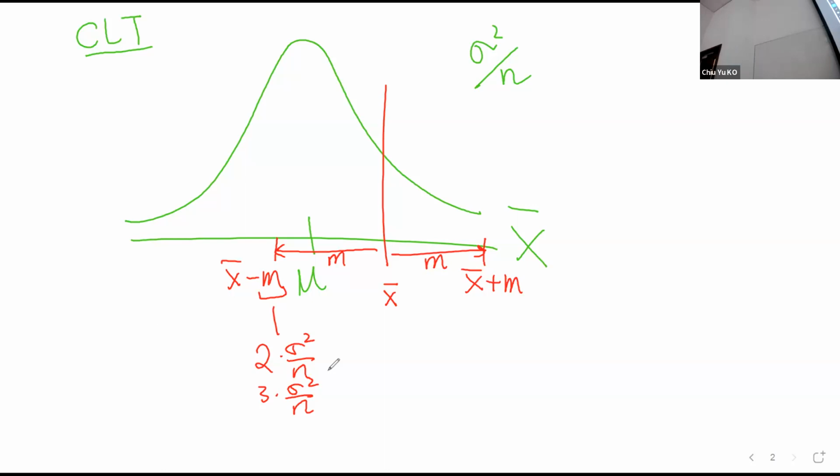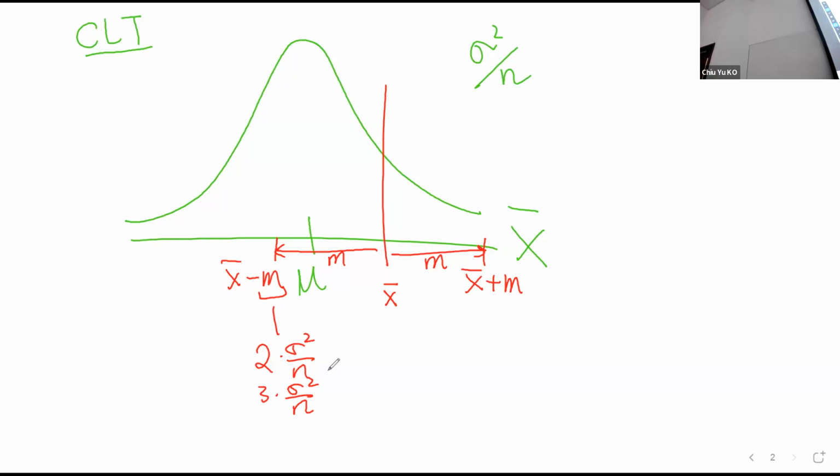About 70%, or 60%, is within 1 SD, right? 95% is within 2 SD, right? 99% is within 3 SD. This is the rule of thumb. So that means we can use the idea: just look at the sample mean, go left or right by 2 SD or 3 SD. That will be the goal.